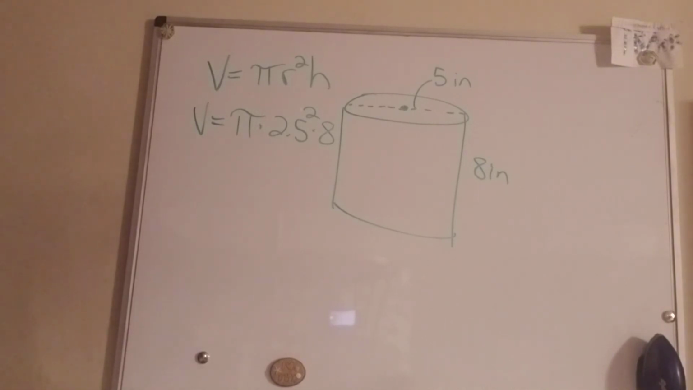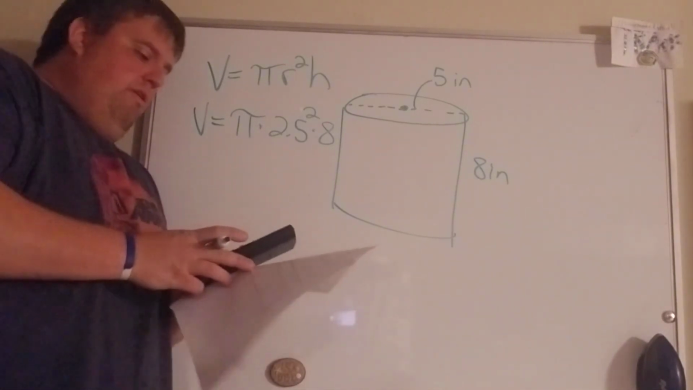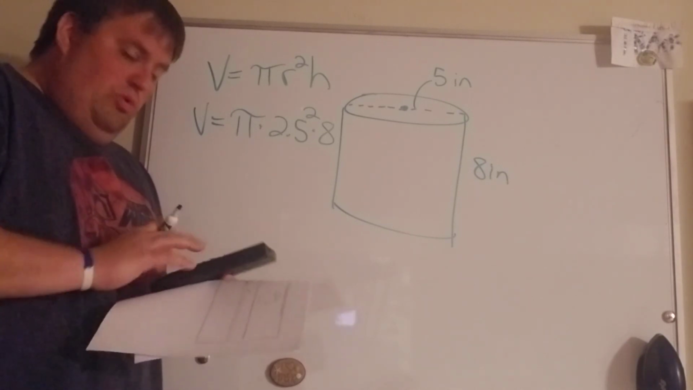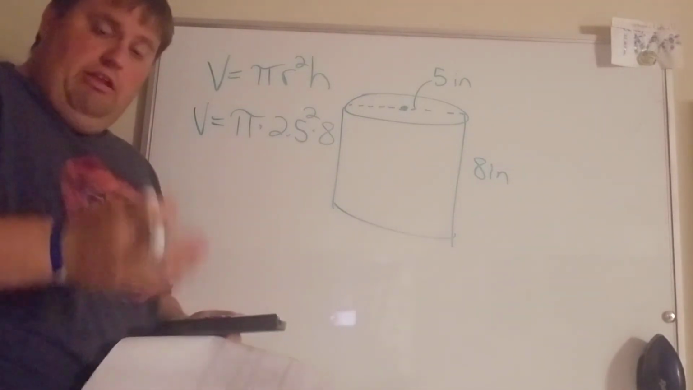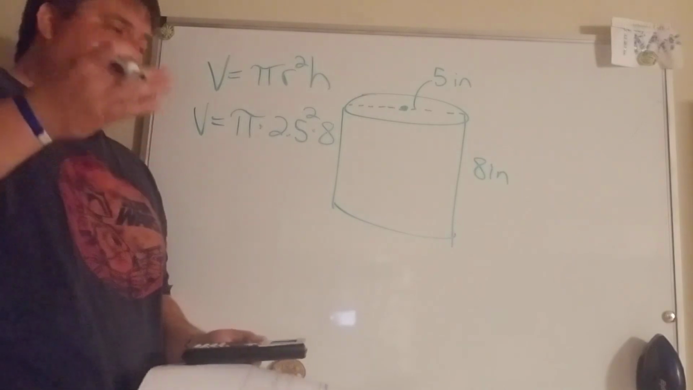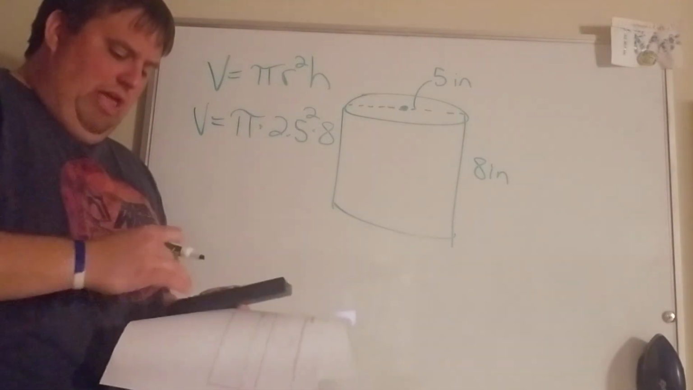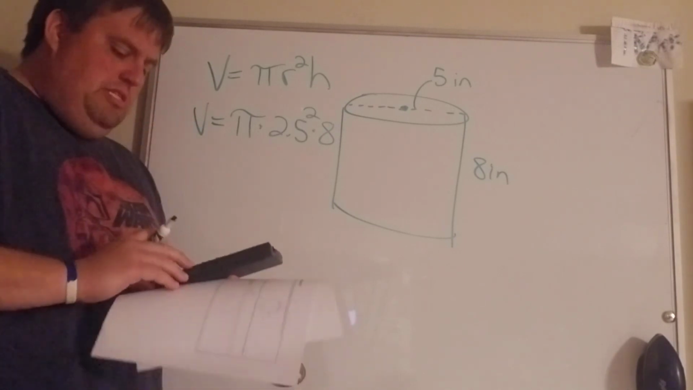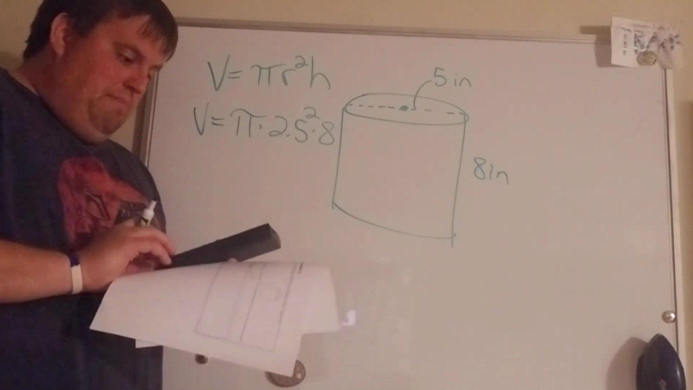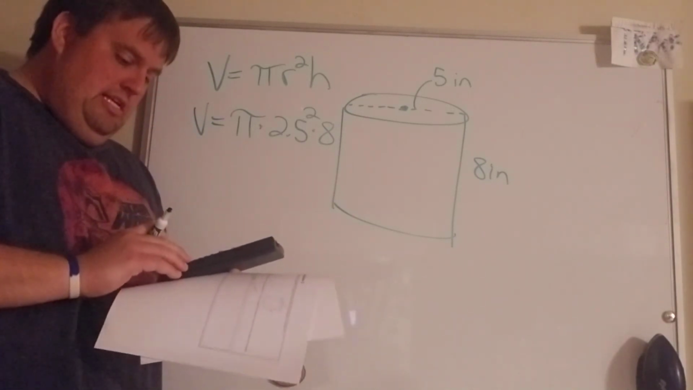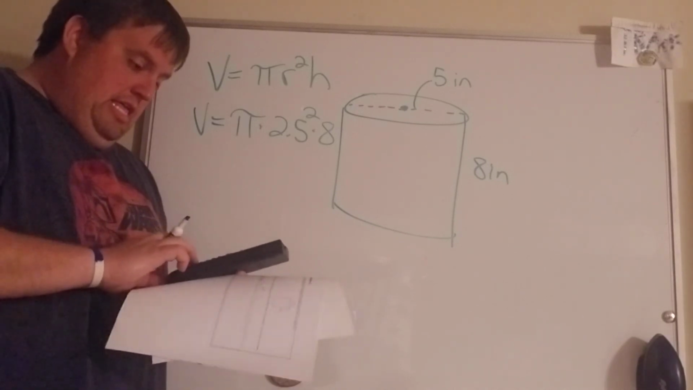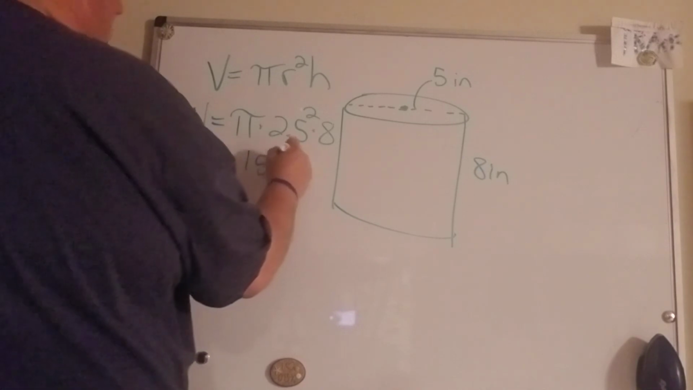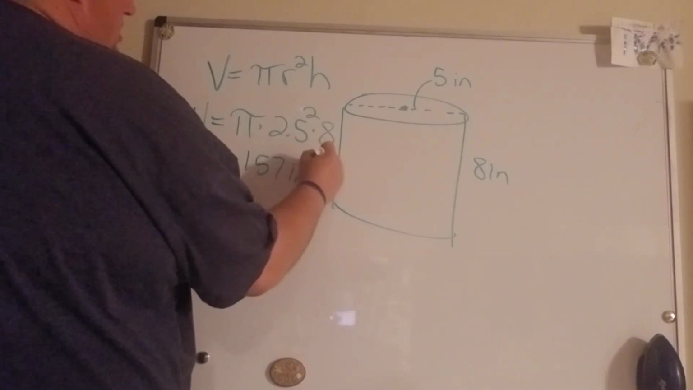And then just be really careful when you put it in your calculator: order of operations. You have to do 2.5 squared first. Do not try to put it all in your calculator at the same time. It's like the number 1 rule that you guys break. Do it one spot at a time. So that's going to be 6.25. Times that by 8, you get 50. Times that by pi, and you get about 157 inches cubed.